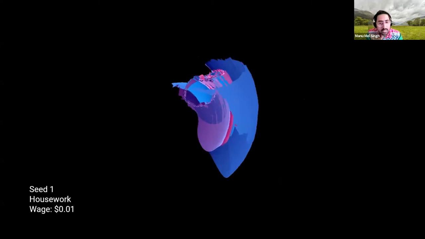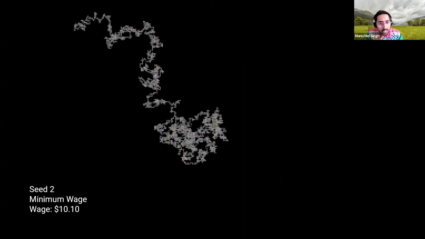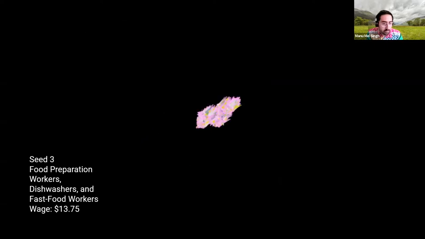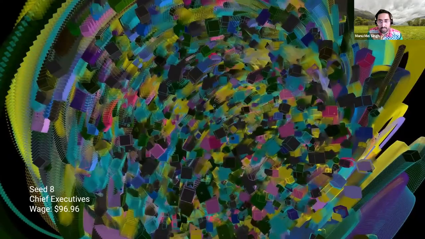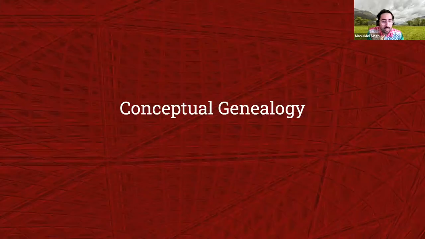But the first one is housework. So that's this minimum wage, which is these patterns and dots, right? Food preparation workers, which are triangles that take over the screen, but also stay within themselves. And the wage is the seed, and we'll talk a little more about that. Concierges and travel agents, sales representatives, the wage, securities, commodities, financial services, sales agents, managers, and then the chief executives, the CEOs, which is like this crazy Maximilian thing.